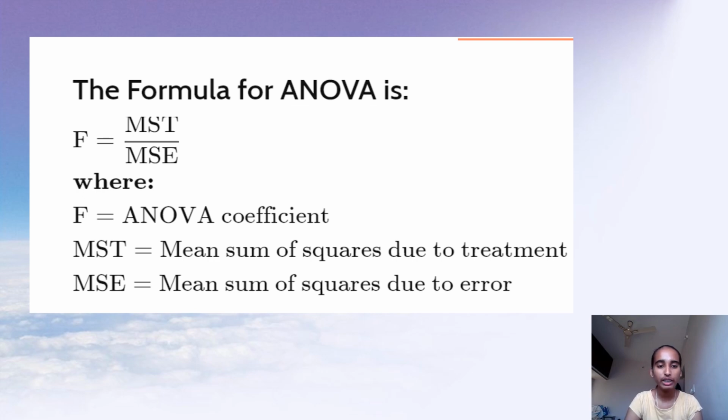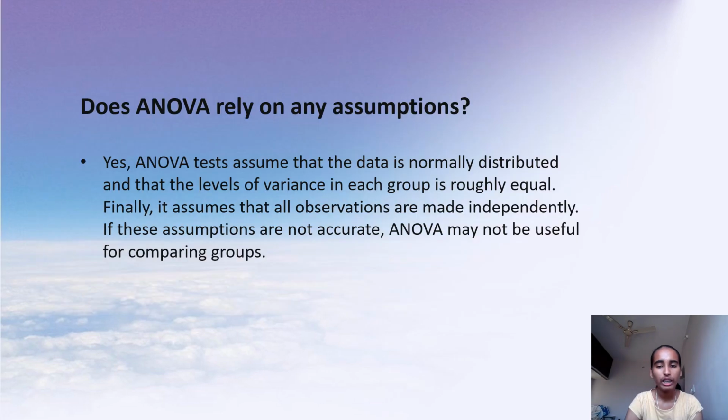F is equal to MST divided by MSE, where F is the ANOVA coefficient, MST is mean sum of squares due to treatment, and MSE is mean sum of squares due to error. Does ANOVA rely on any assumptions? Yes. ANOVA assumes that the data is normally distributed and that the levels of variance in each group are roughly equal. Finally, it assumes that all observations are made independently. If these assumptions are not accurate, ANOVA may not be useful for comparing groups. So in the next slide we will learn about the assumptions of ANOVA.